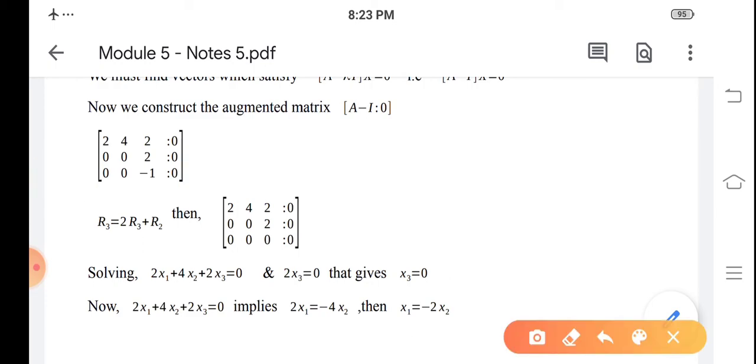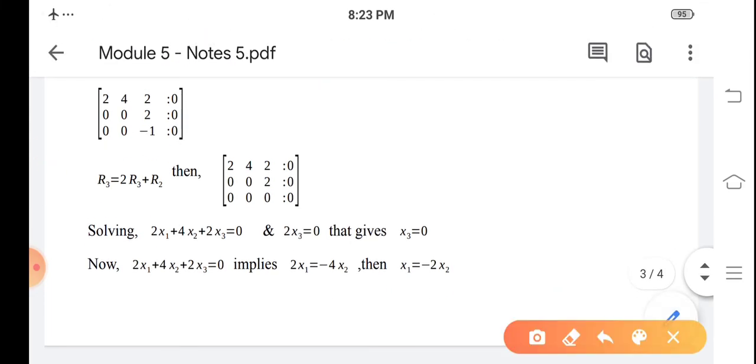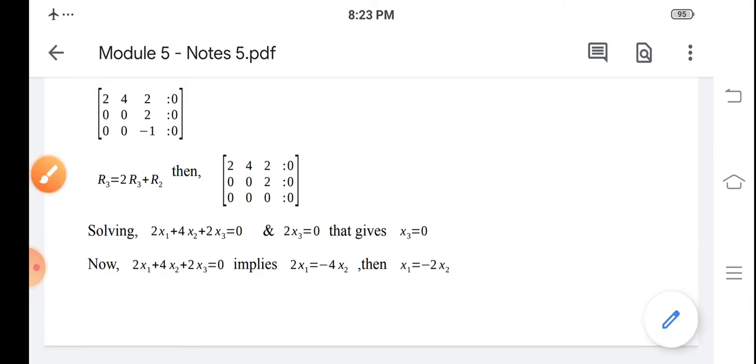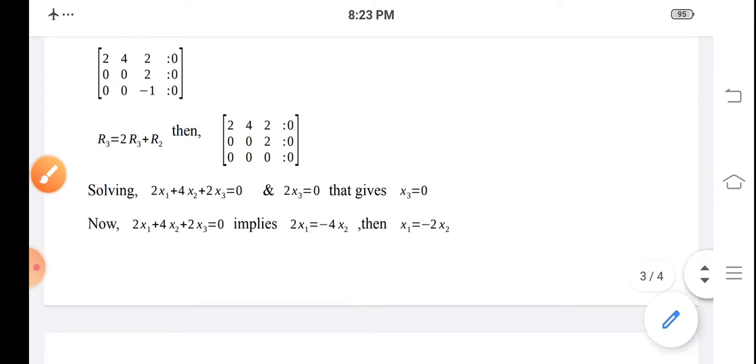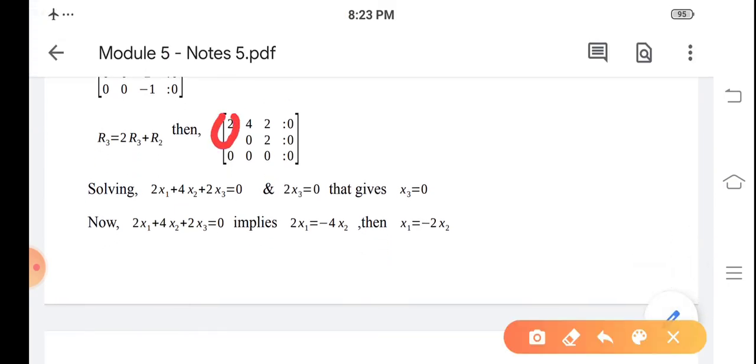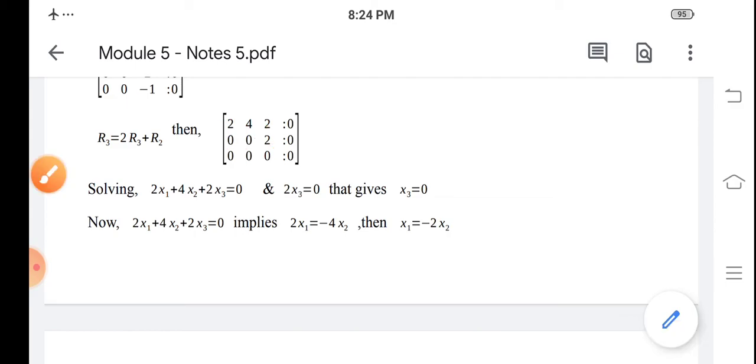We write the row operation for the last row as R3 equal to 2 times R3 plus R2. Then this entry becomes 0. So we are getting the augmented matrix 2, 4, 2 | 0; 0, 0, 2 | 0; 0, 0, 0 | 0. And here 2 is a pivot element, and in the next row, the last entry, again 2, is a pivot element.